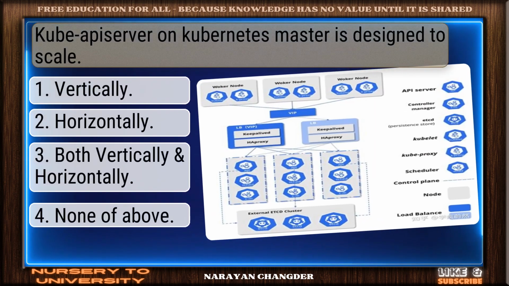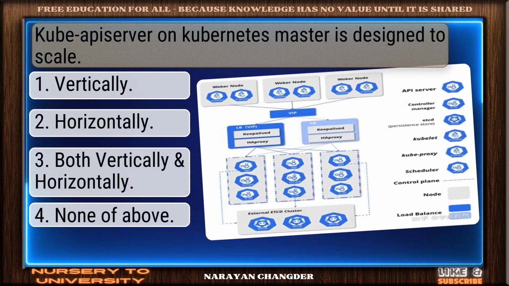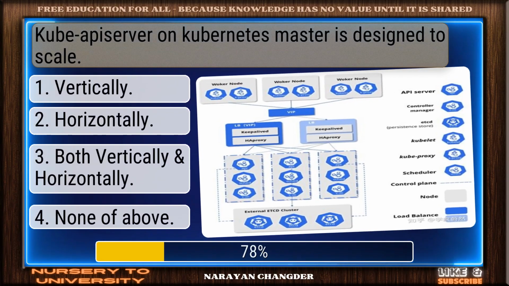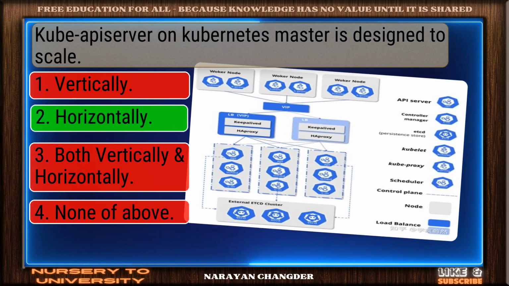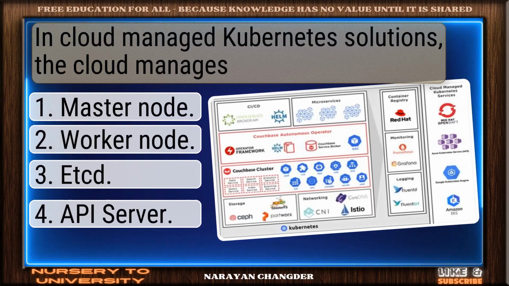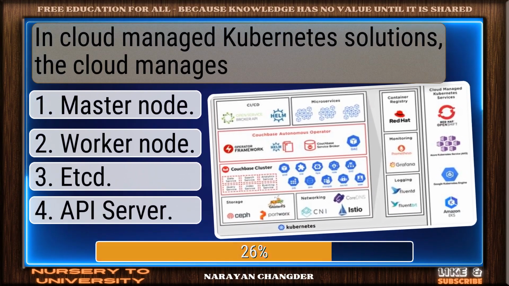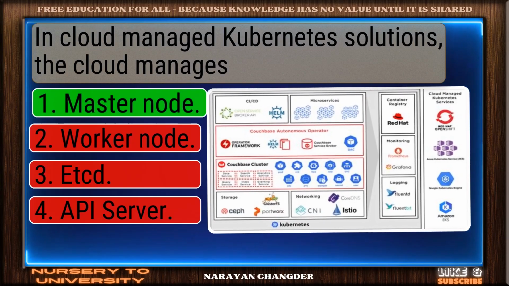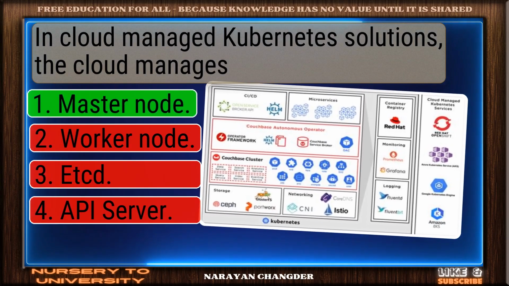Question number 25. Kube-apiserver on Kubernetes Master is designed to scale. Excellent. Horizontally is a brilliant choice. Question number 26. In cloud-managed Kubernetes solutions, the cloud manages... On track. Master node is the correct answer.